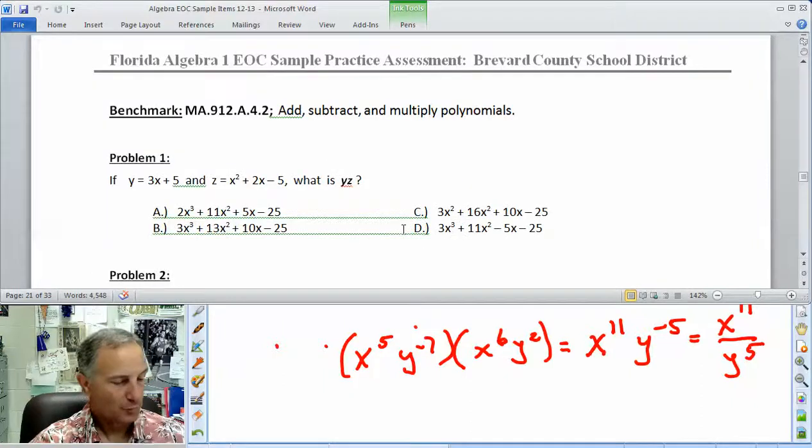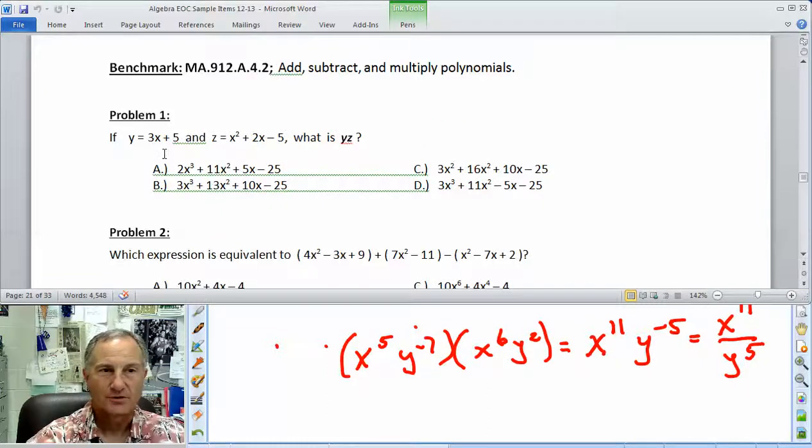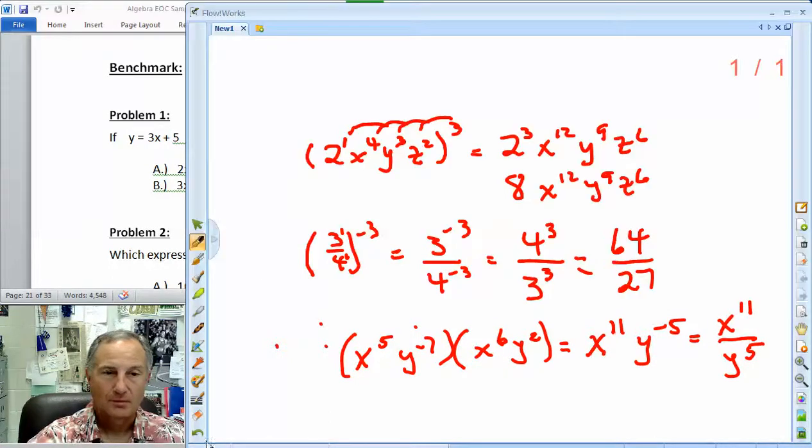Moving on to 4-2. Okay? 4-2 is add, subtract, multiply polynomials. What I kind of already mentioned here. So if y is this and z is this, what is yz? Remember, they're next to each other, so it means we're going to multiply these two. Okay?